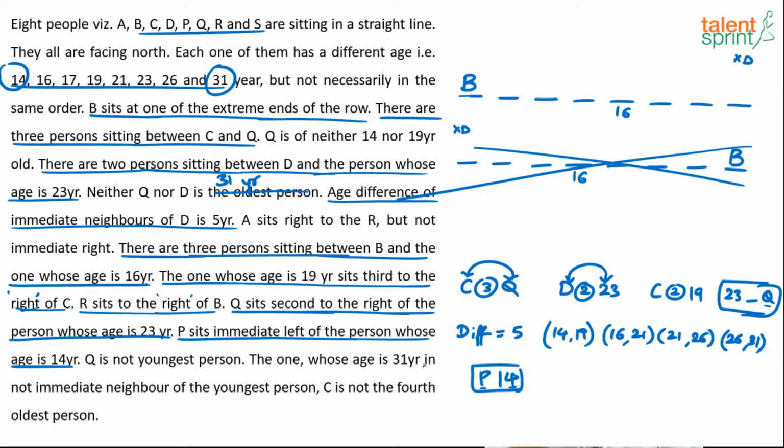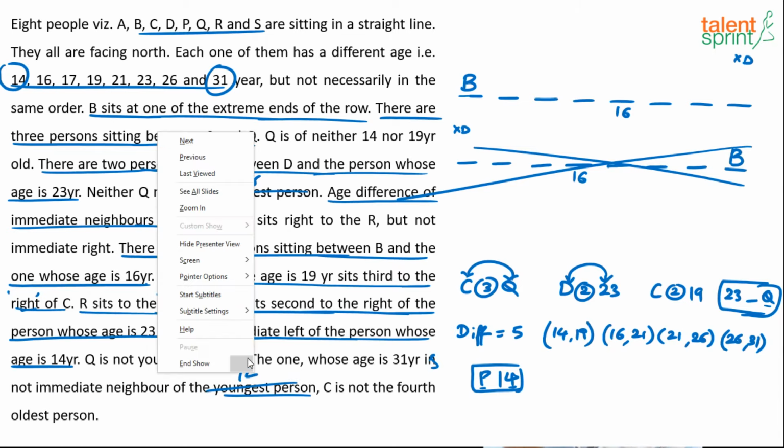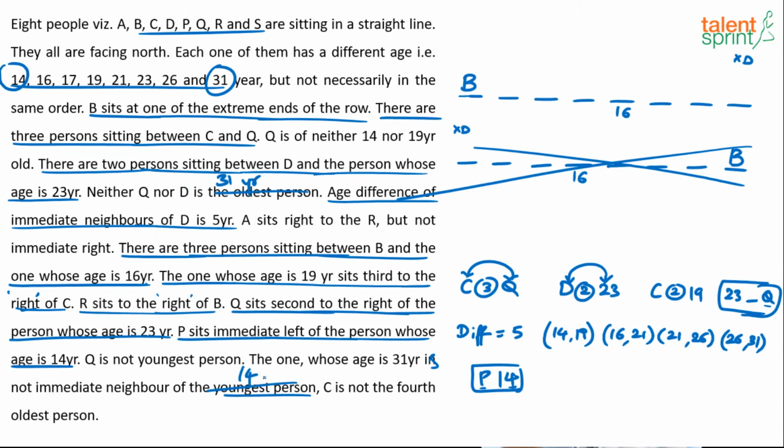The one whose age is 31 years is not an immediate neighbor of the youngest person. Who is the youngest person? The 14-year-old person. We do not know who that person is, but 31 and 14 cannot be together, right? So 31 years is not the immediate neighbor of 14 years.